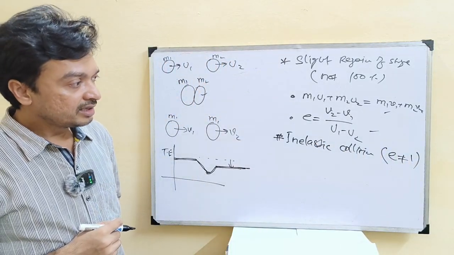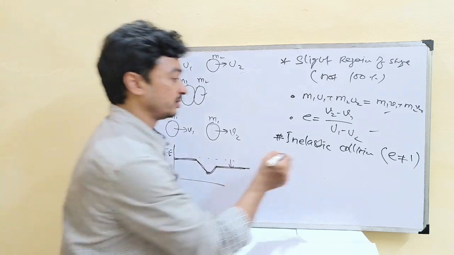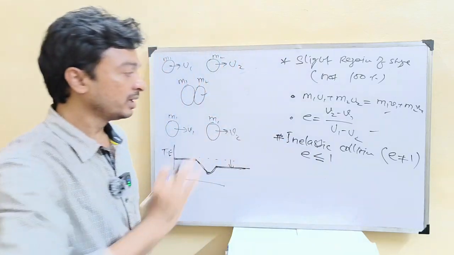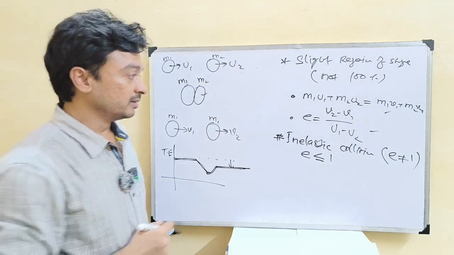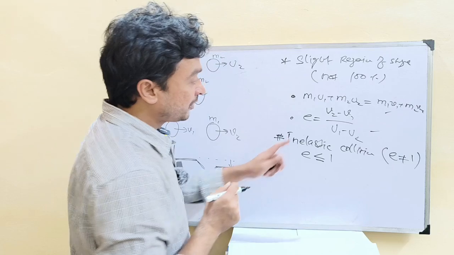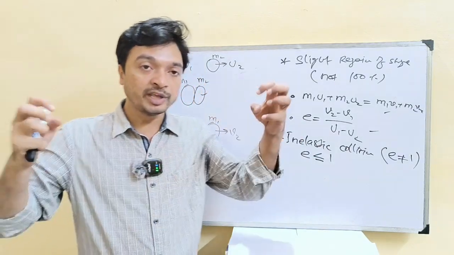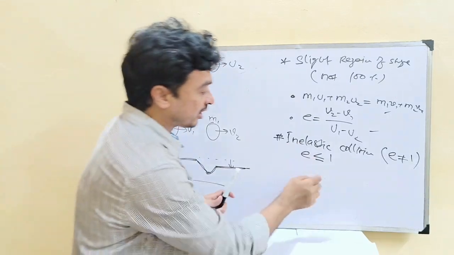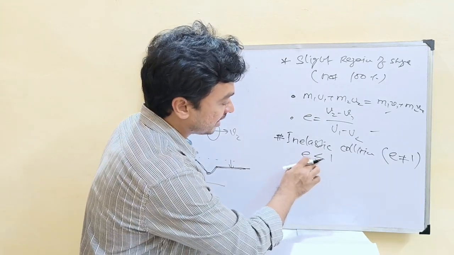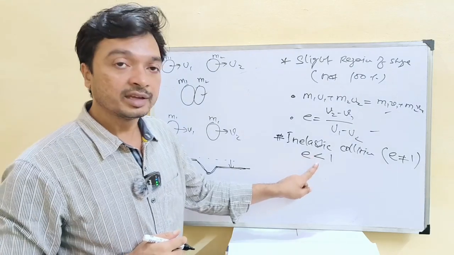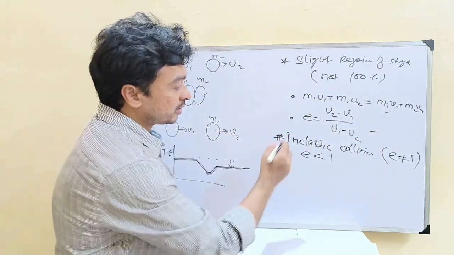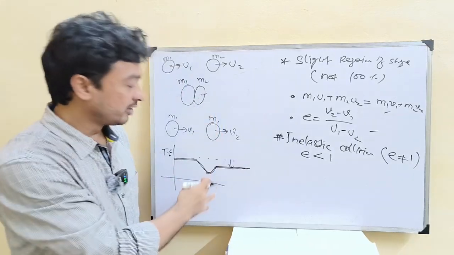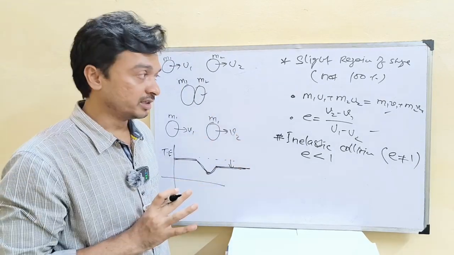E will be less than 1. This will be inelastic collision. For this you can solve it. If E is 0, that means both the bodies collide and don't get separated. Here, this will be less than 1 only. E is less than 1. So by using both the equations, you can solve. In this case, energy will not be conserved, but momentum will be conserved.